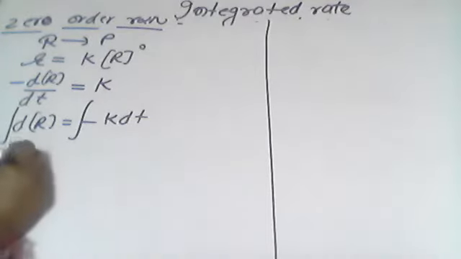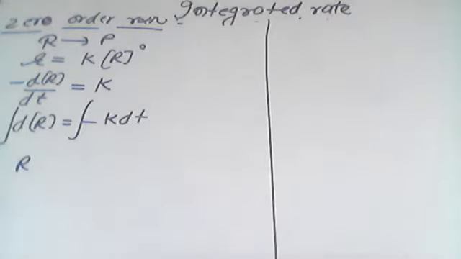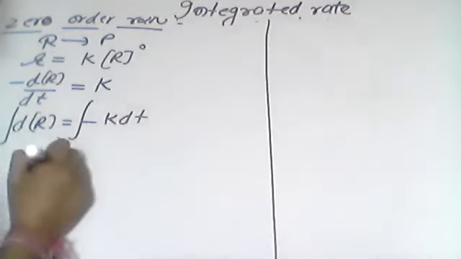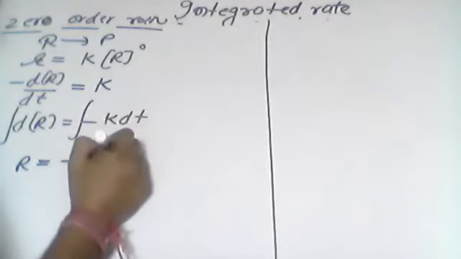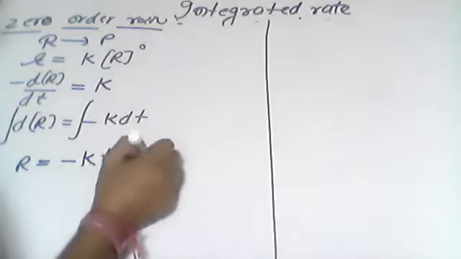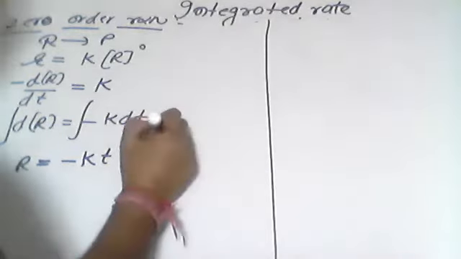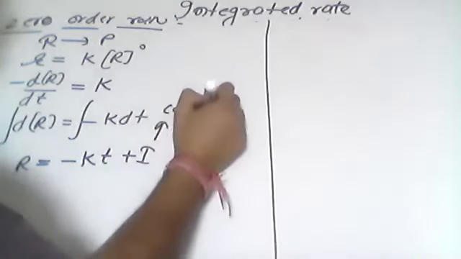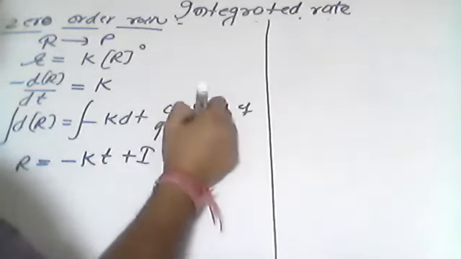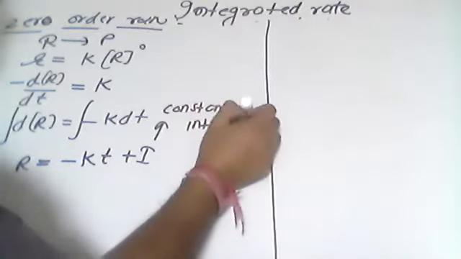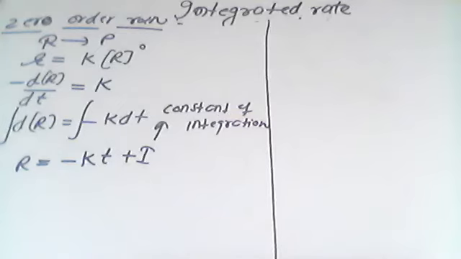So the integration of d[R] will be [R]. I hope I'm doing it right. The minus sign and the constant k stay outside, and the integration of dt is t, plus I, where I is a constant of integration. So [R] is equal to minus kt plus I.